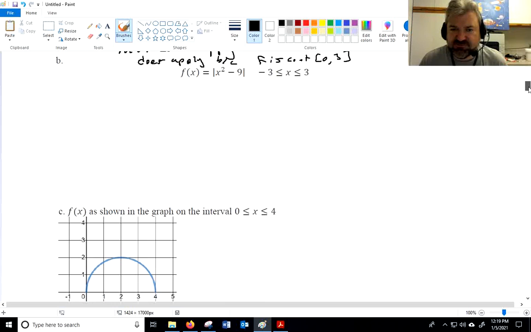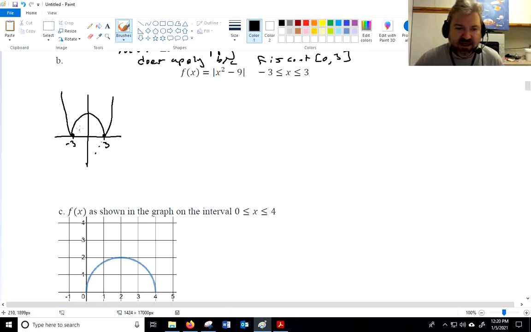f of x is equal to the absolute value of x squared minus 9. So x squared minus 9 is a parabola with intercepts at negative 3 and 3, because that's x minus 3 times x plus 3. And typically we would say that graph would go down and then it would keep going down like this. But because of the absolute value, it's going to reflect it up like that. Okay?